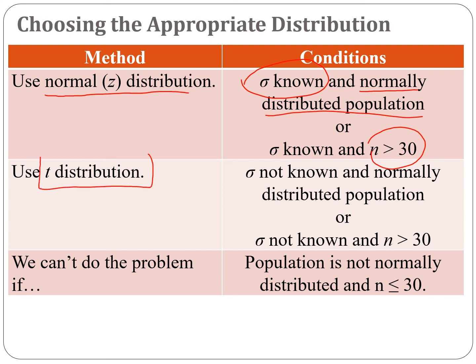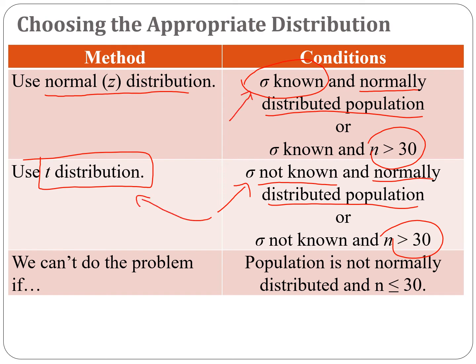T distribution is used when we don't know sigma. Again, one of those two things must be met. We always need either a large enough sample size or a normally distributed population. Once we have one of those two things, we look: do we not know sigma? In this case, it's a t distribution. Or do we know sigma, in which case it's a z distribution? If we have a population that's not normally distributed and the sample size is too small, we can't do a confidence interval at all.